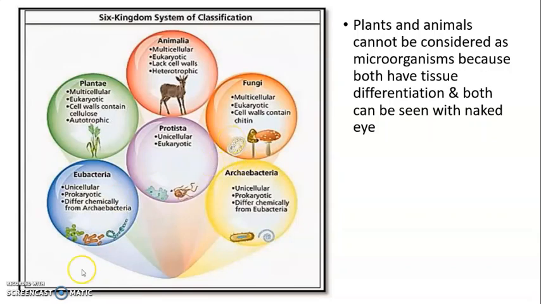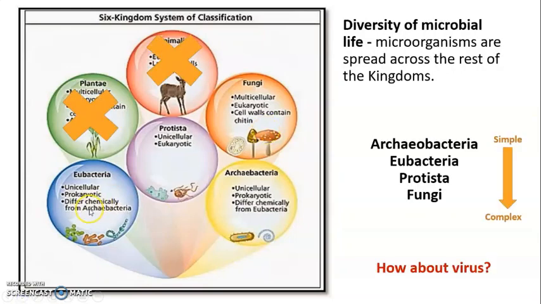So those microorganisms actually are spread into the rest of the kingdoms: Eubacteria, Protista, fungi, and Archaebacteria. In terms of the complexity within the microorganism group, Archaea make the simplest microorganism, and fungi is the most complex microorganism within the microbial group.